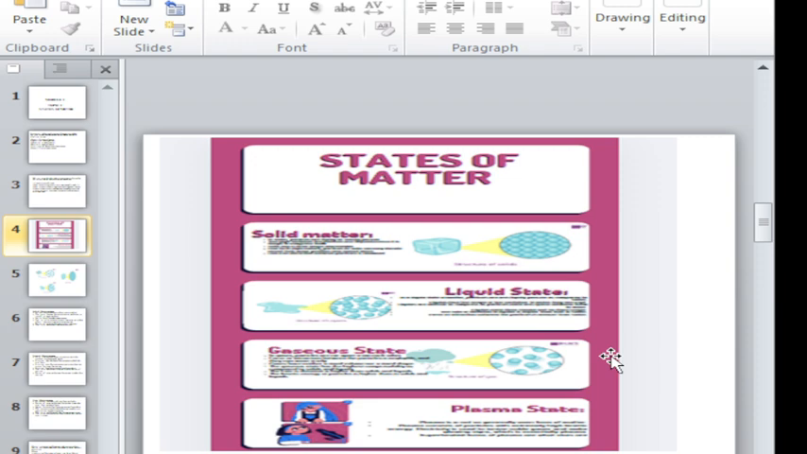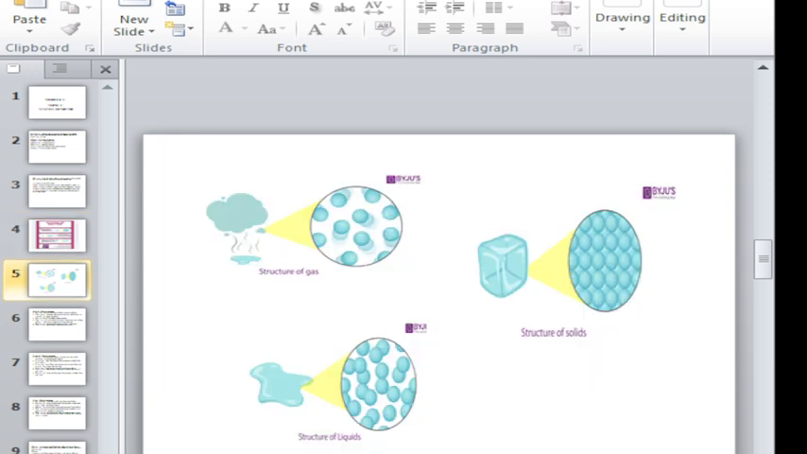This is an infographic diagram showing different states of matter. We have solid state, liquid state, gaseous state, and plasma state. So dear learners, take note of that. We have different types of states of matter: solid matter, liquid matter, gaseous matter, and plasma matter.